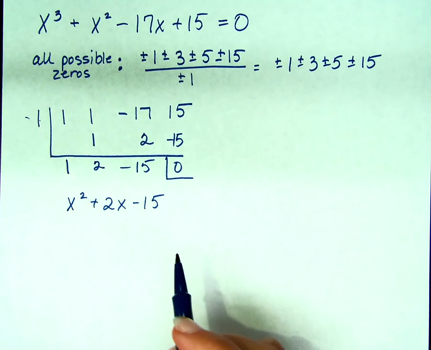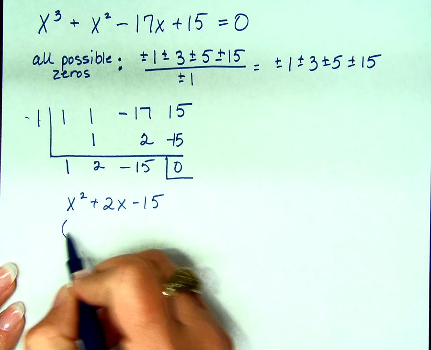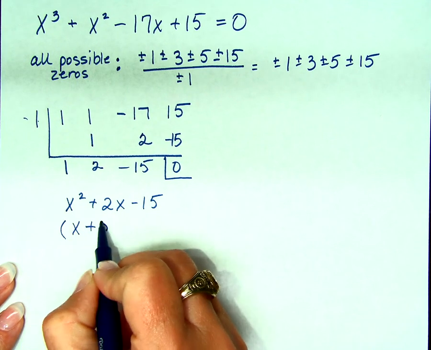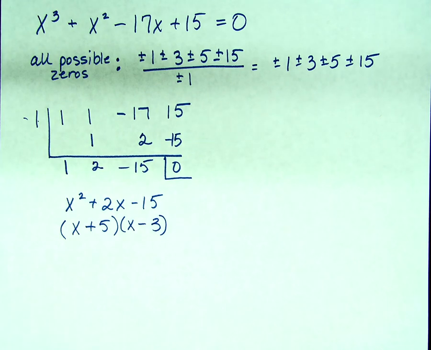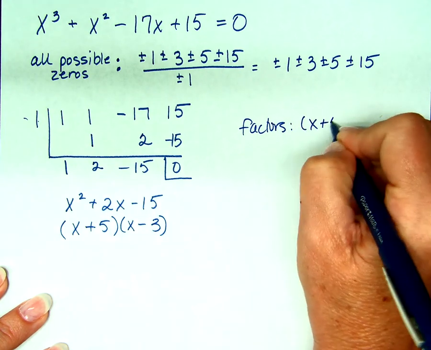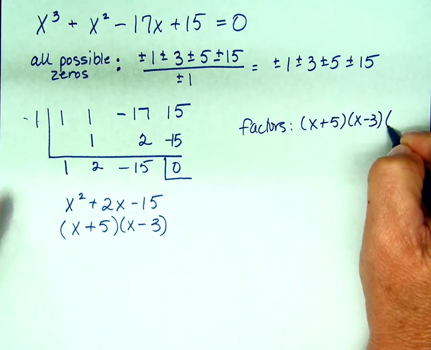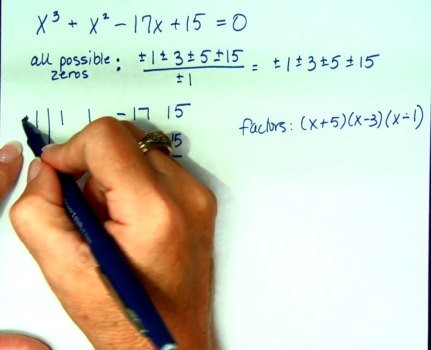Can that factor? Don't say anything out loud yet. Let everybody have a chance to think. Has everybody figured out what the factors would be? What are the factors? x plus 5, x minus 3, right? So my factors are x plus 5, x minus 3, and x minus 1, because that's a plus 1.